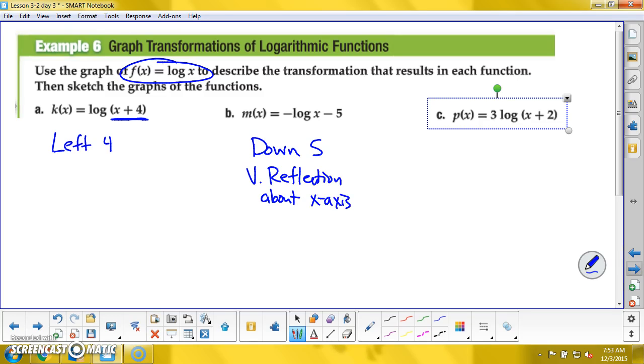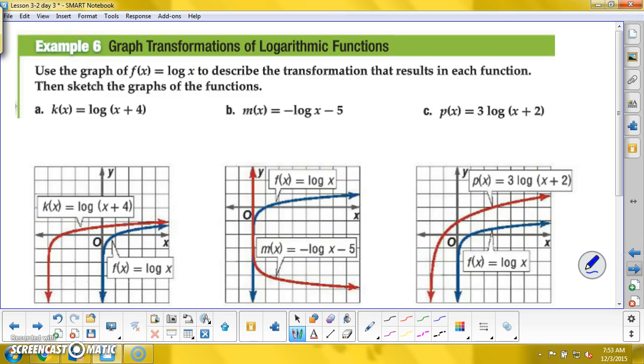And then part C, we got two things happening. We got the +2, which is inside, and we got the times by 3, which is outside. So we have a shift to the left of 2, then we have a vertical stretch of 3. So there's your transformation. Same kind of rules that we've had with exponentials and other types of functions. Here's sketches of each of these.